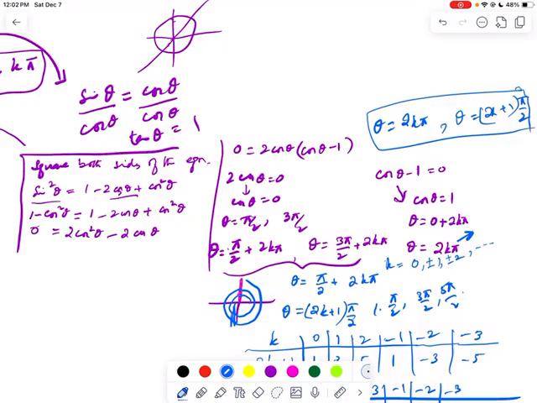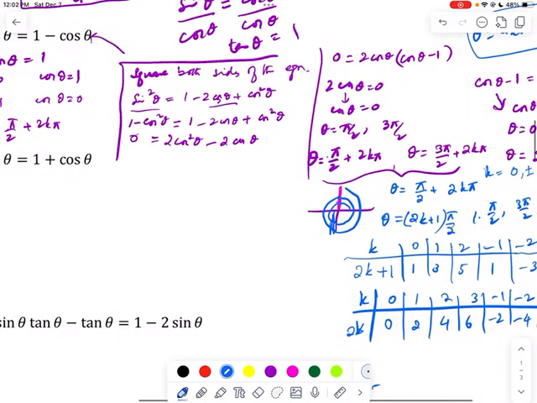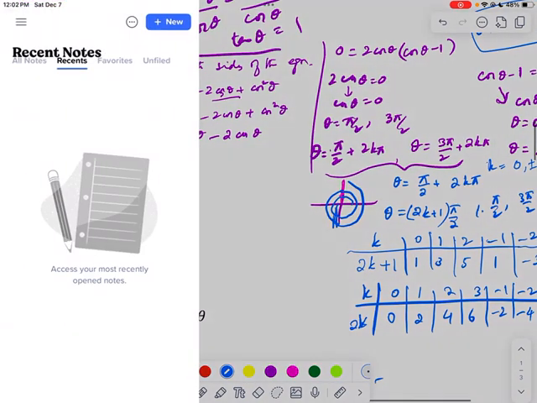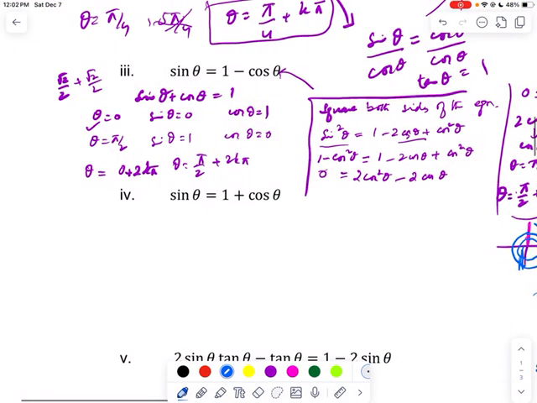Now looking at the next example, which is quite similar but not exactly. Previously we had sine of theta equal to 1 minus cosine theta. Now I have sine of theta equal to 1 plus cosine of theta. So let's do the same thing. We bring the cosine theta on the left side. So we end up getting sine of theta minus cosine of theta equal to 1.